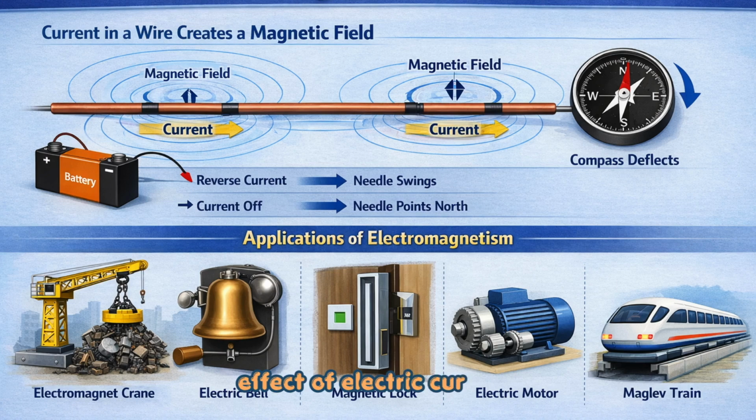Magnetic effect of electric current. When an electric current flows through a wire, it produces a magnetic field around it, making the wire behave like a magnet. A compass placed near the wire deflects when the current is on, showing this magnetic effect. Reversing or switching off the current changes or removes the deflection. This phenomenon is applied in many devices to produce motion, sound, and force. Examples include electromagnets in cranes, electric bells, motors in appliances, loudspeakers, magnetic locks, and maglev trains.